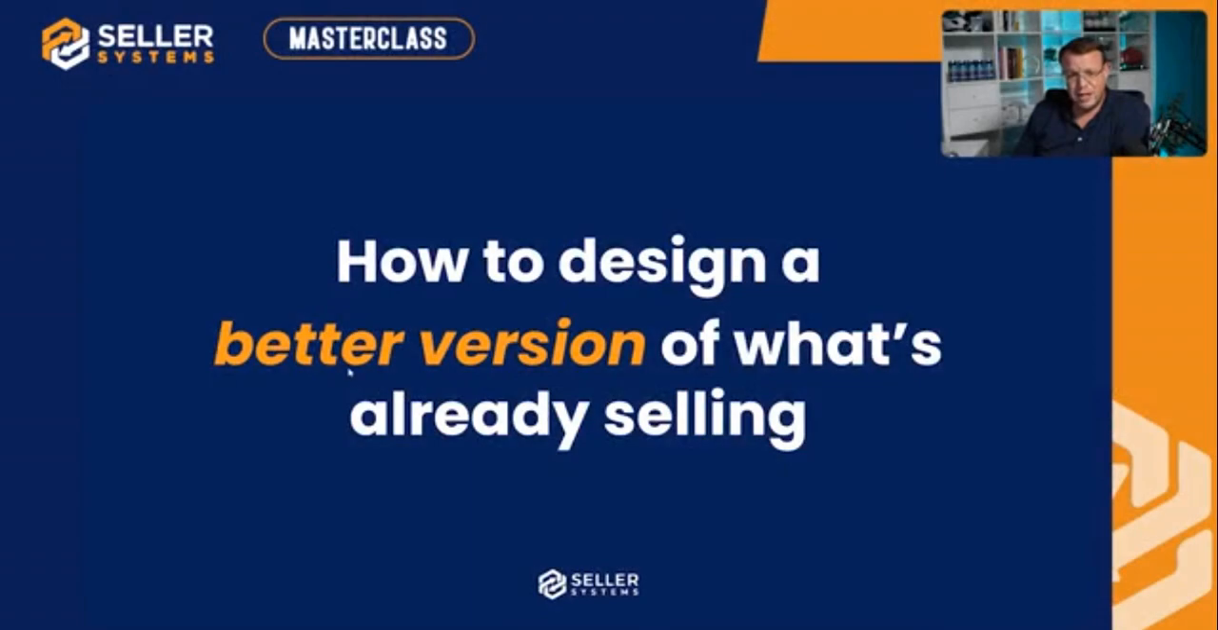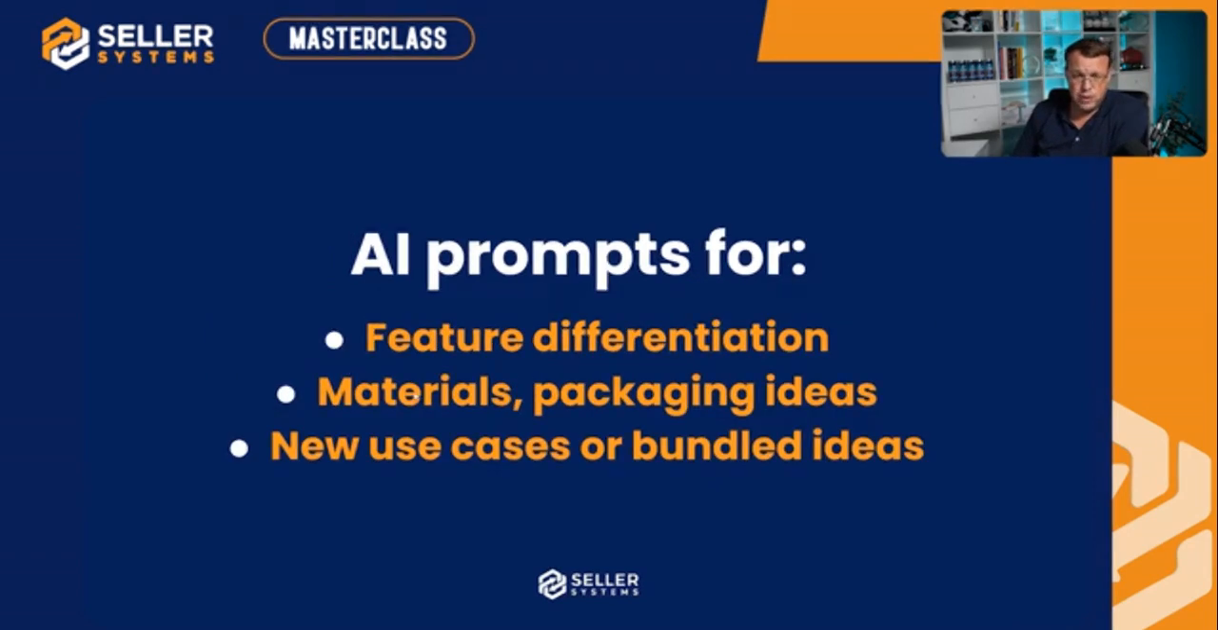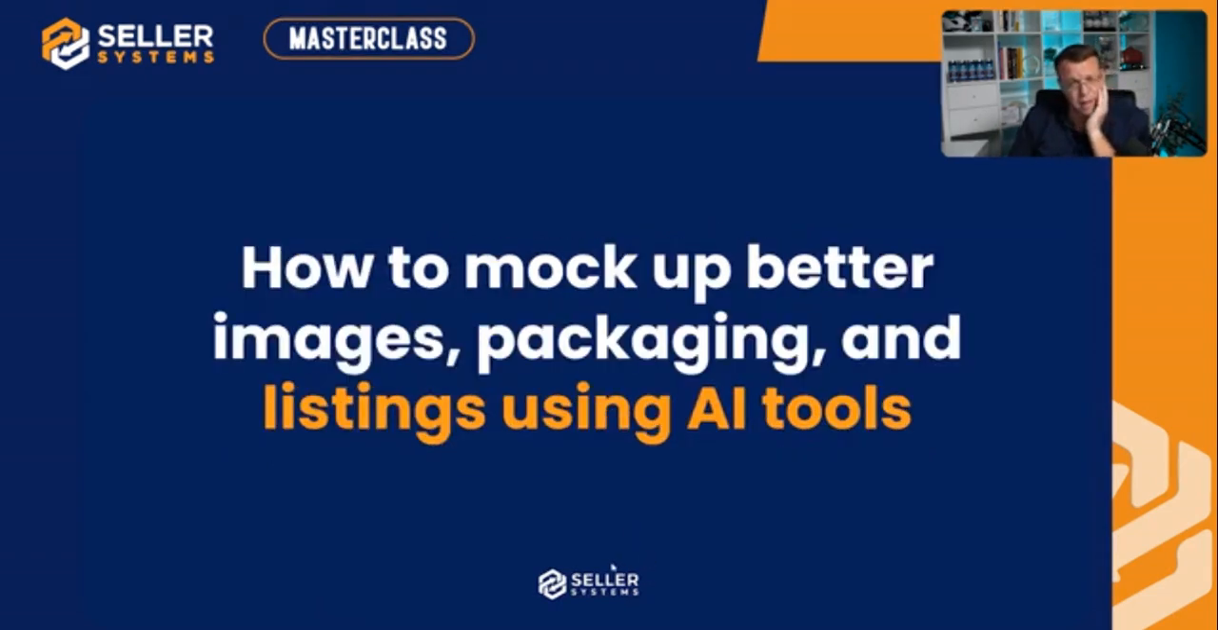So, how to design a better version of what's already selling. One of the things that we're going to talk about are prompts around feature differentiation, the materials, the packaging ideas, and new cases or bundled ideas, and how to mock up better images, packaging, and listings using AI tools.